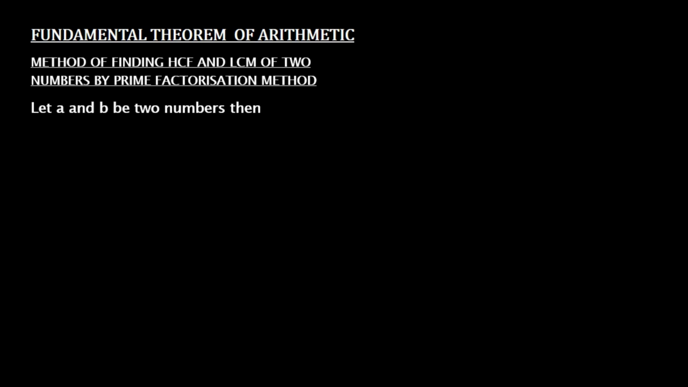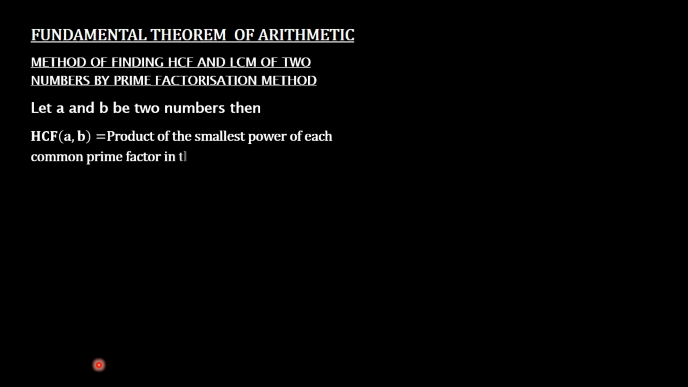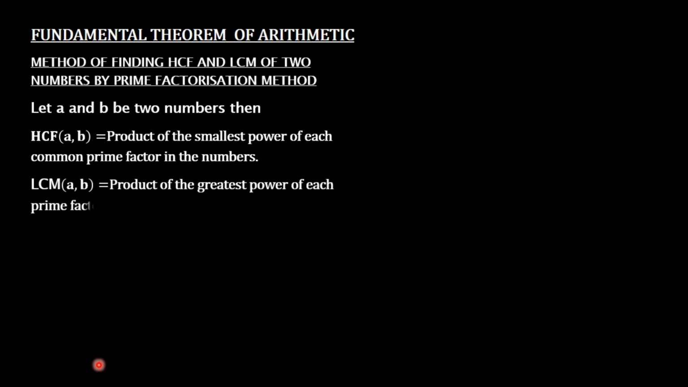Let us have our procedure here. Let A and B be two numbers. Then HCF of A and B equals the product of the smallest power of each common prime factor in the numbers. What is the LCM of A and B? It is the product of the greatest power of each prime factor involved in the numbers. This is our procedure.